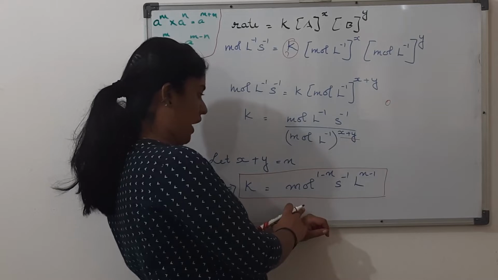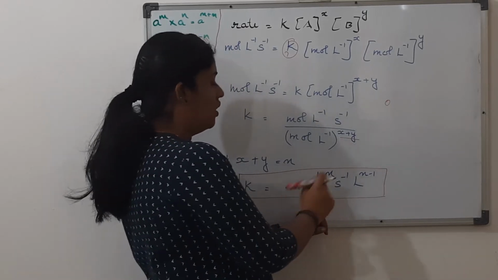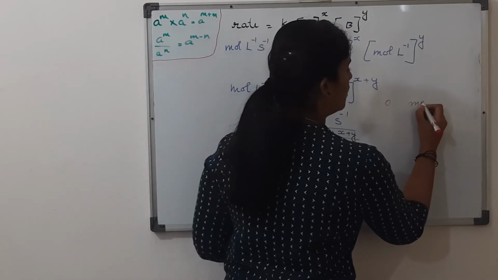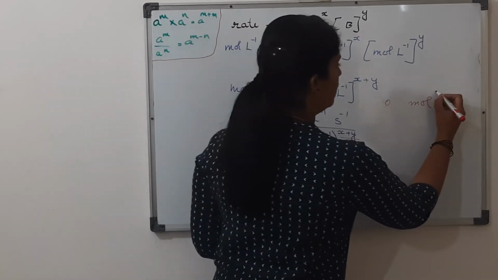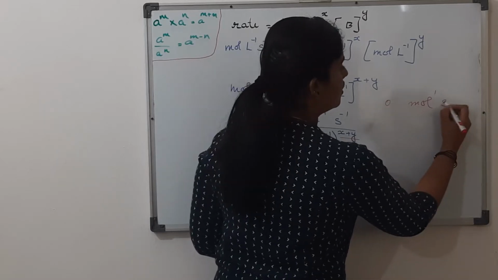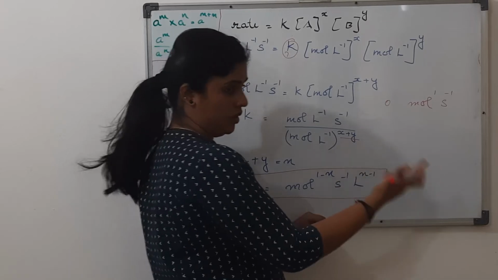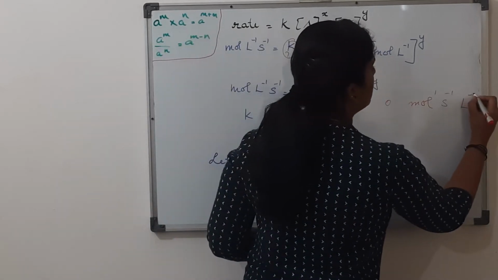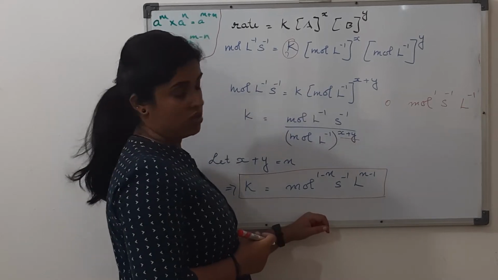So for zero order reaction, the unit of rate constant would come out as mole 1 minus n. So 1 minus 0, that's 1. Second inverse liter n minus 1. So liter 0 minus 1, that's minus 1. So mole second inverse liter inverse is the unit of rate constant for zero order.